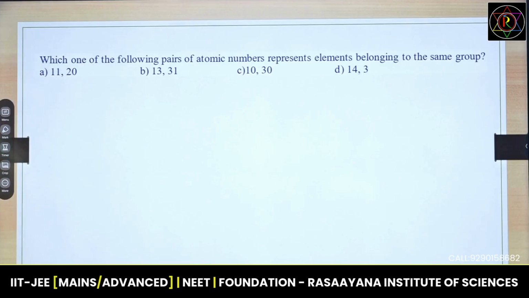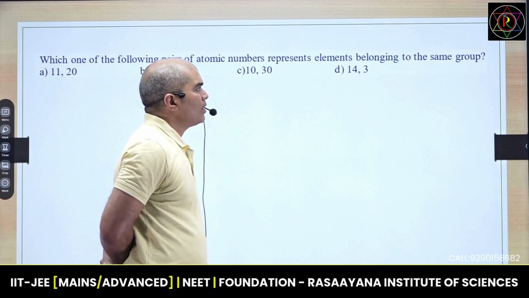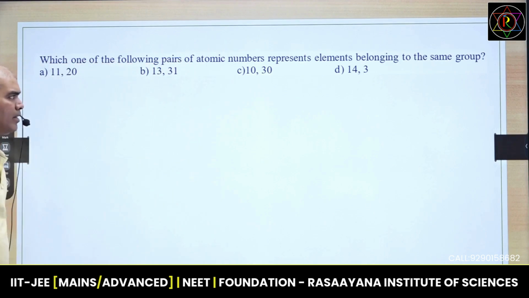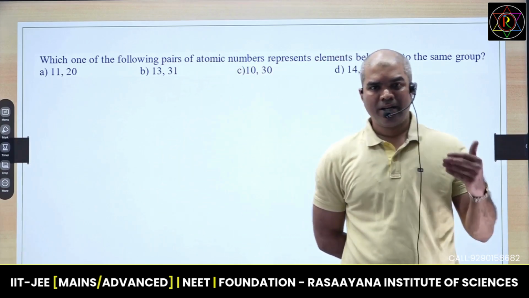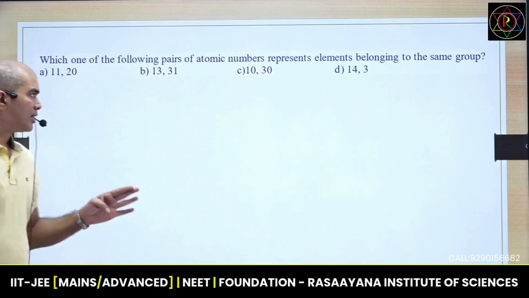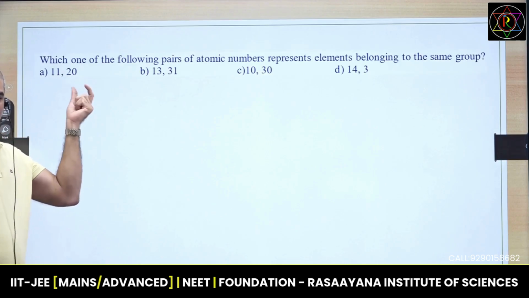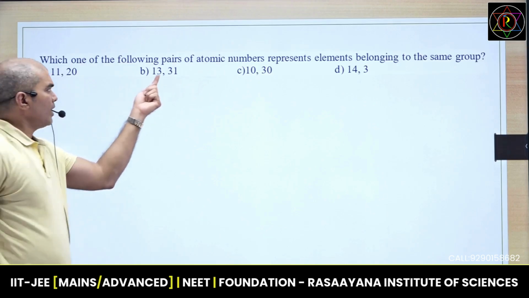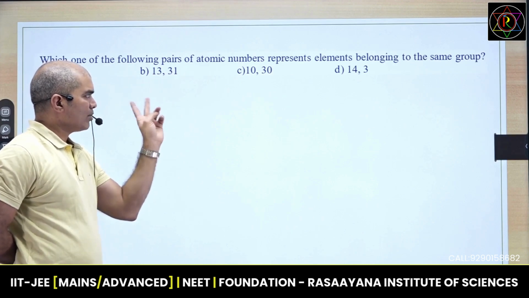Which one of the following pairs of atomic numbers represents elements belonging to the same group? What is the strategy that you are going to apply? They are belonging to the same group, so the difference between them should be 2, 8, 8, 18, 18 or 32, or simply 2, 8, 18, 32. These are the 4 differences that you have to search for. Difference is 9, so they can't belong to the same group. 13 and 31: the difference is 18. So they can belong to the same group.